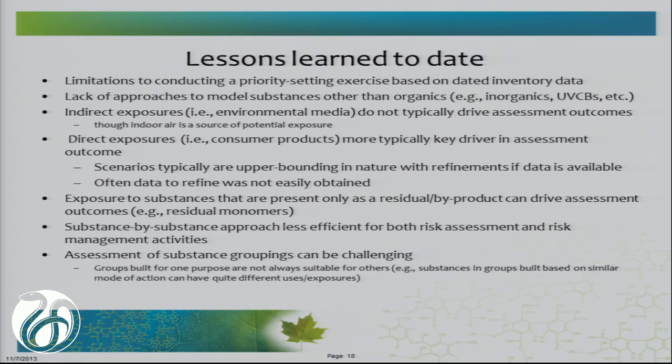I'll skip to the bottom. So substance by substance approach is less efficient, is what we found for both risk assessment and risk management. However, we've also found that assessment of substance groupings can also be quite challenging, especially groupings that are built for one purpose are not always well suited for another. So if we build a grouping based on informed substitution, the risk assessment is often quite challenging because those substances could have very different exposure patterns or very different hazards.